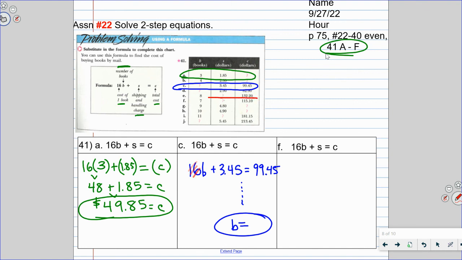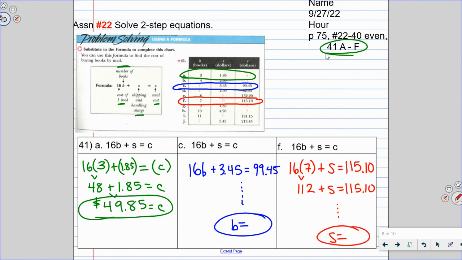All right, one last problem to review. Let's take a look at problem F. Now in problem F, we actually know the number of books. It's 7 books. We do not know the shipping and handling charge, and they give us the total cost. Now, $16 a book times 7 books, that gives us 112. I would argue from here that you're going to be just fine solving and finding out what that shipping and handling cost is. Don't forget, you may use the commutative property to flip that equation around, and you should know what to do from there.